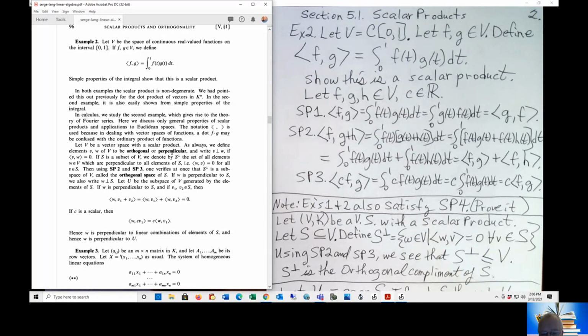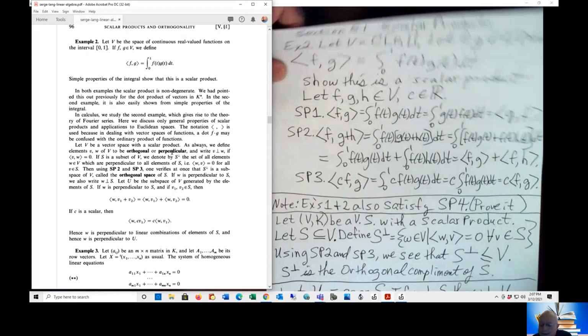Using our scalar product properties 2 and 3, we quickly see that this set, S perp, is indeed a subspace of V. So S perp is called the orthogonal complement or the orthogonal space of S. And again, we note the orthogonal complement of S is a subspace of V, regardless of whether S is or not.